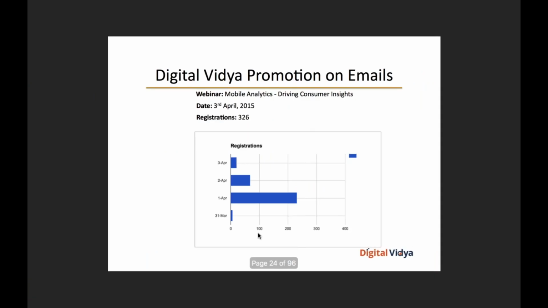This is an example of an email promotion, and this is an example of how Digital Vidya actually uses emailers in the context of driving registration for webinars. So let's say there is a webinar which is happening on the 3rd of April. This is a dated webinar. What happens is that you have registrations which keep happening over a period of time, and there are repeated emailers which go out to audience sets.